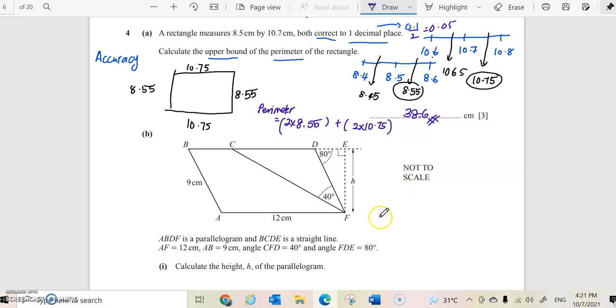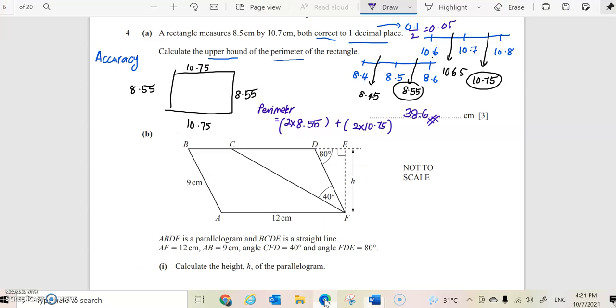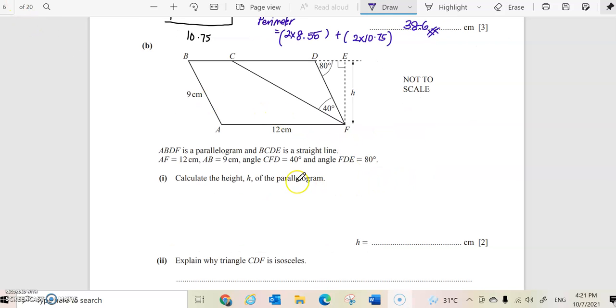Bila perimeter maksimum, okay, bila addition lah. Bila perimeter maknanya akan ada addition operation saja. Jadi just bila nak upper bound, maksimum kat sini upper bound so kita just ambil upper bound plus upper bound. Okay, so take the upper bound of each side, and then we times by 2 because we want perimeter, and then we add. So the answer is 38.6. Okay.